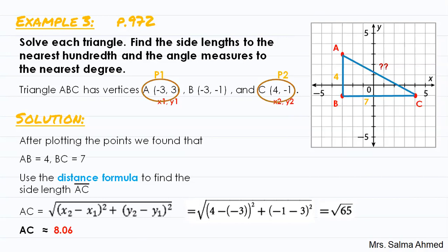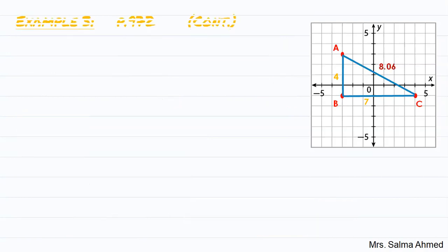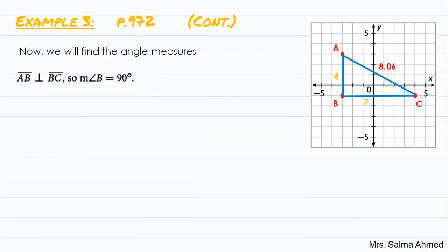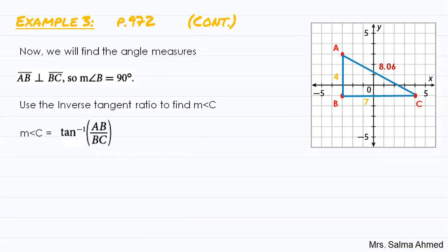Now that we have all the sides of the triangle, we need to find the angles. AB is perpendicular to BC, so the measure of angle B is 90. Now we have to find angle A and angle C. We use the inverse tan ratio to find the measure of angle C, as it is opposite over adjacent. So the measure of angle C is equal to inverse tan of AB over BC, which is inverse tan 4 over 7. Use your calculator, and you'll find the measure of angle C is approximately 30 degrees.